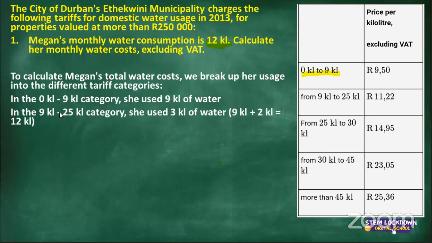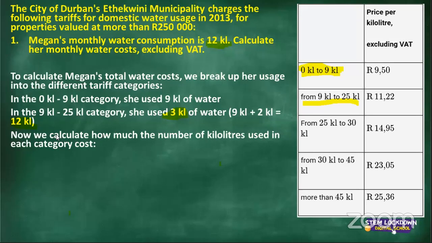In the second category, the 9 kiloliters to 25 kiloliters category, she has used 3 kiloliters of water. How did we work that out? We know that she has used a total of 12 kiloliters, and in the first category she has already used 9. So 12 minus 9 gives you 3 kiloliters. In this category, she has only used 3 kiloliters of water.